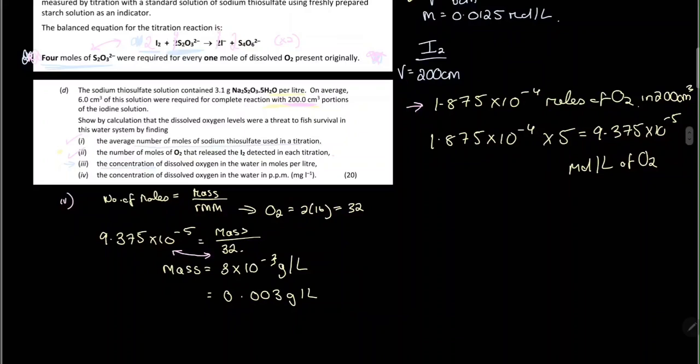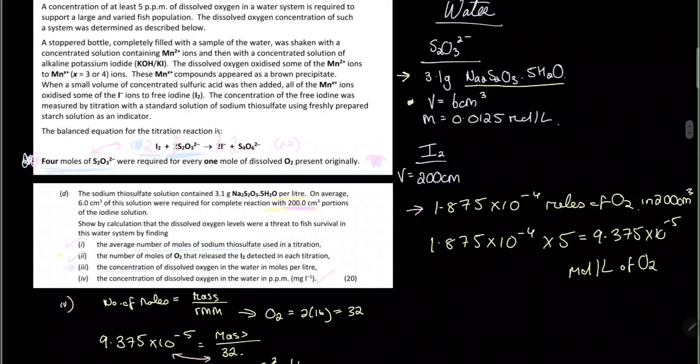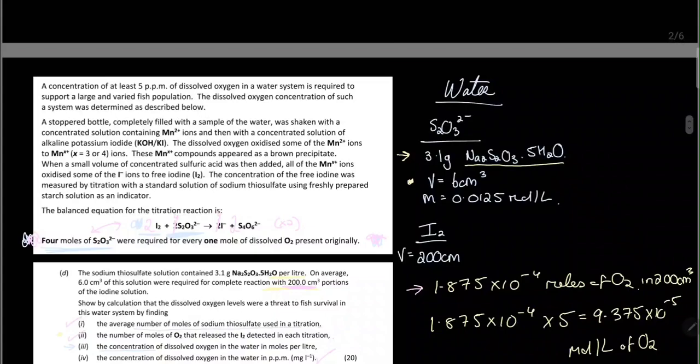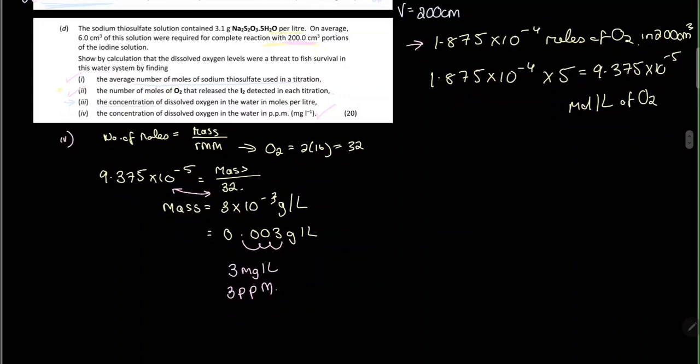So that means now, if you want to convert to milligrams, you just hop it back 3 spaces, and that's going to now be 3 milligrams per litre, or 3 parts per million. So you found the concentration of dissolved oxygen in the water is 3 parts per million. So looking back up at the original question, the concentration of at least 5 parts per million of dissolved oxygen in a water system is required to support a large and varied fish population. So based on that titration there, you can see that there's not sufficient amount of oxygen in that water supply.